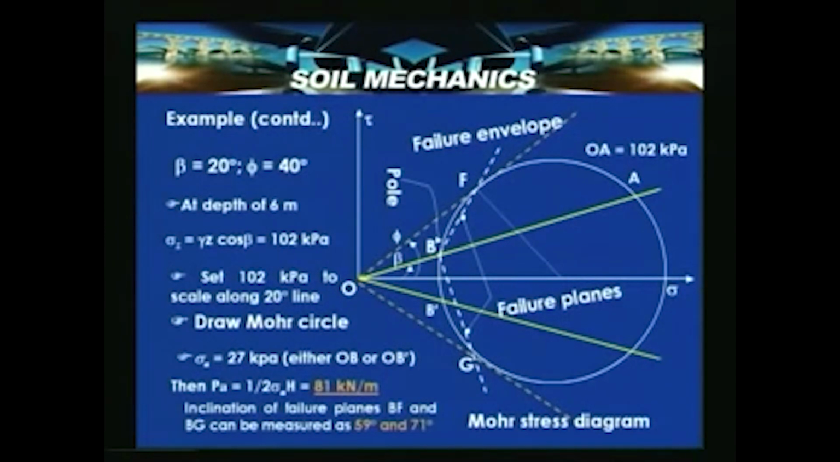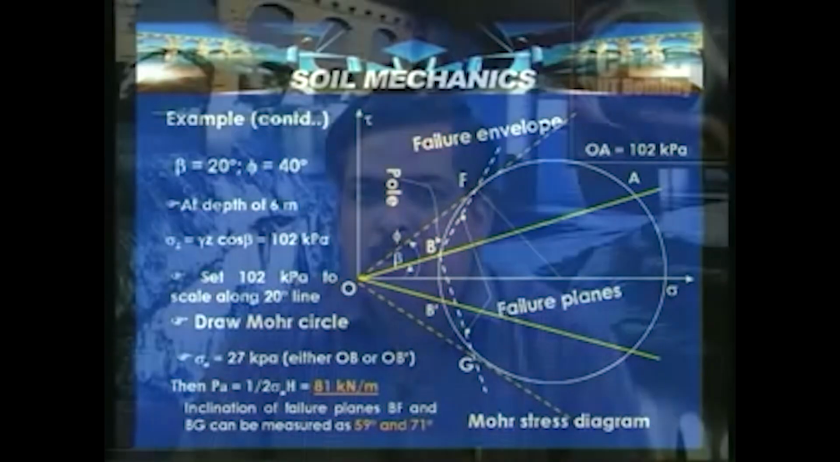In this problem, keeping the soil properties and the geometry of the slope surface under consideration, we calculated the earth pressure coefficients. From there we solved by computing the earth pressure ordinate at a depth Z = H = 6 meters, and then the active thrust was calculated. The same problem we also solved by using the Mohr strength diagram.